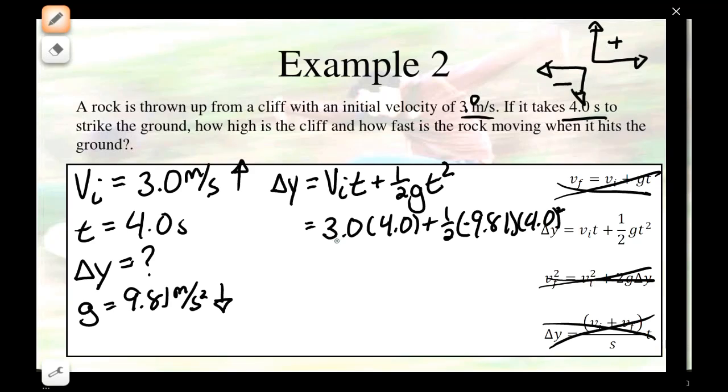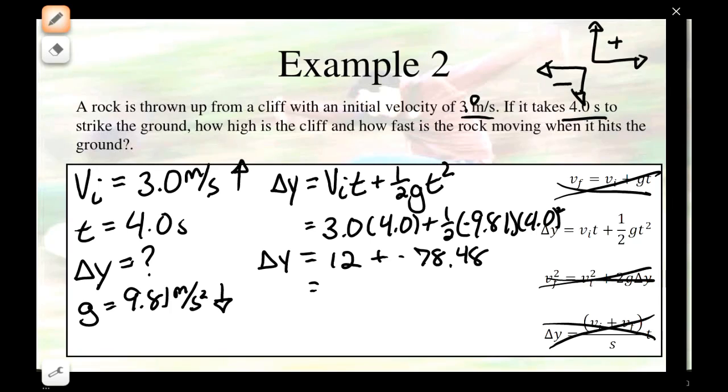And so my initial velocity was going up, so it's positive, but my acceleration is pointing down, so it's going to be a negative number. And so if I look at this, my delta y is going to be 12 plus, and in this case 4 squared is 16, times 1/2, which is 8, and so I have 8 times 9.81, and I get a negative 78.48. So this means that the ball travels initially up 12 meters, and then it falls back down 78.48 meters.